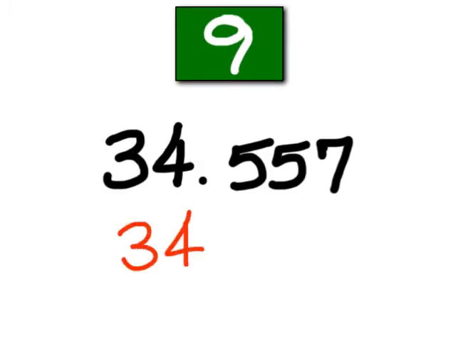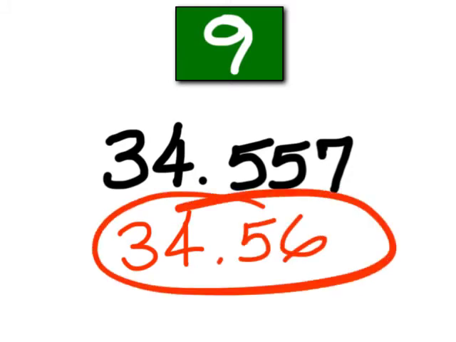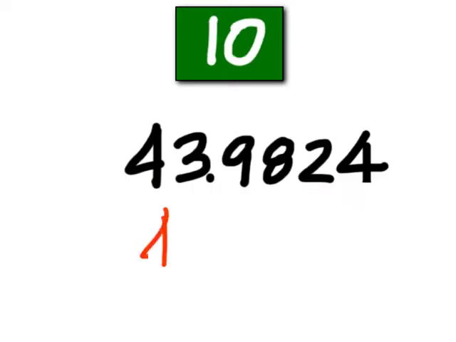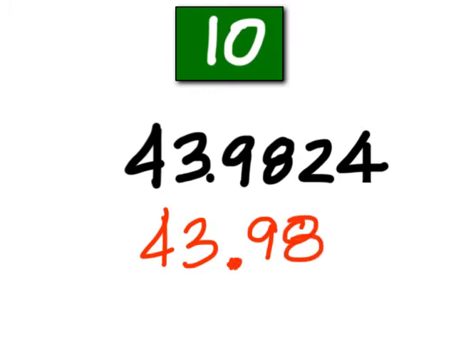9 should also be rounded to the hundredths place. That's 0.56, 34.56. And 10 rounded to the hundredths place, 43.98.